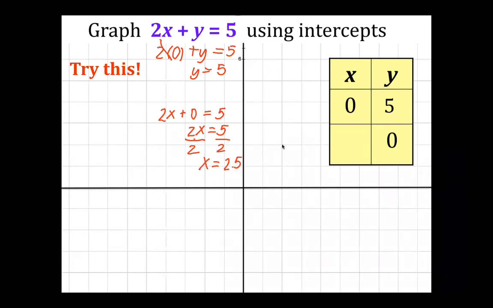Now that you have both your y-intercept and your x-intercept, you can go ahead and plot them on your coordinate plane. So go ahead and first plot 0, 5, and then you can go ahead and plot 2.5, 0, and then draw a line to connect both points, and there is your solution.